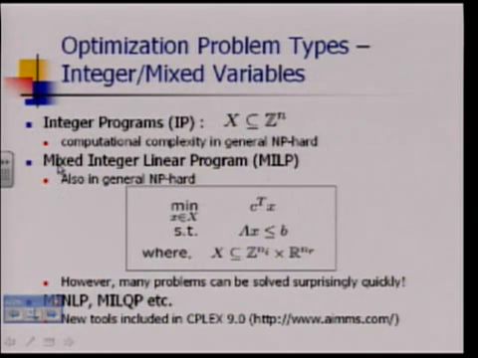And then for mixed integer linear program, it is also in general NP-hard, which means you cannot find the optimal solution if the problem is of very large size. However, there are many problems in real engineering context that can be solved surprisingly quickly. And also there are some known software packages that handle this very efficiently. For instance, CPLEX is one important tool to handle so-called mixed integer linear programming problems.